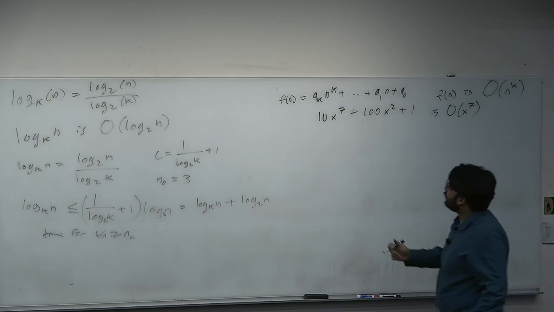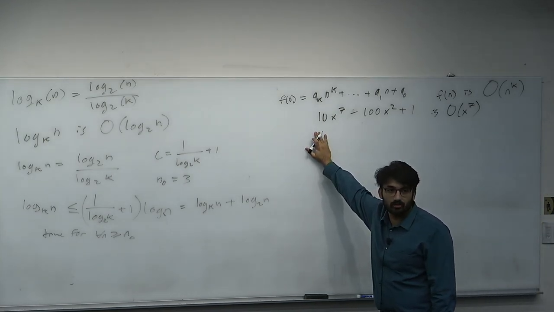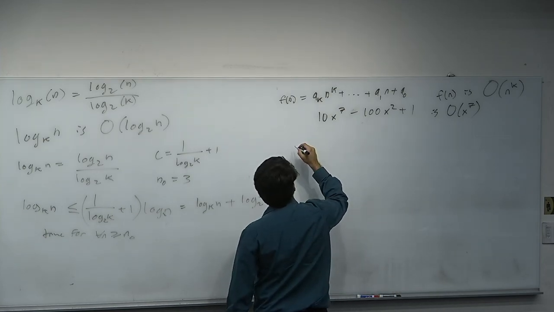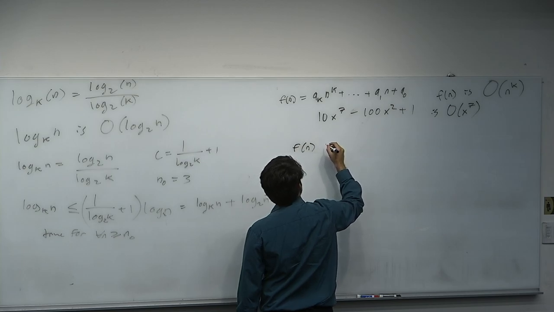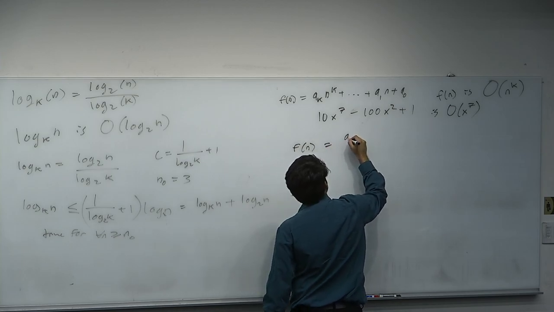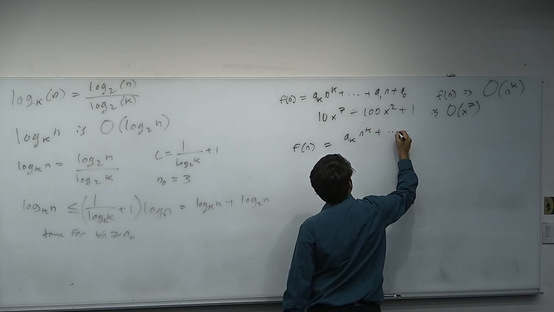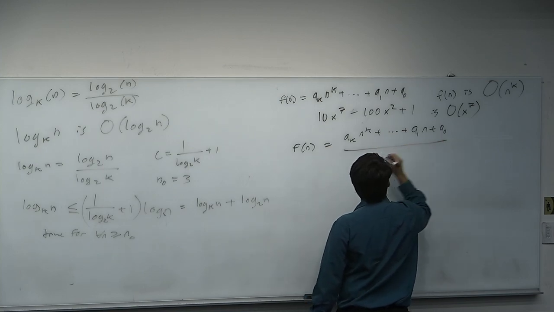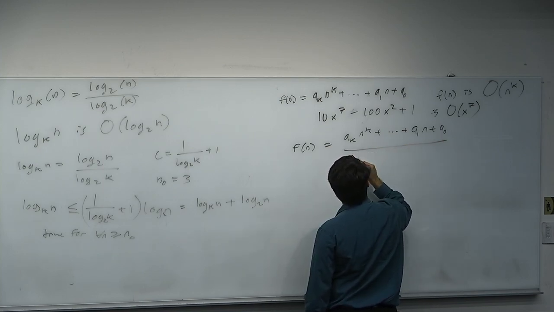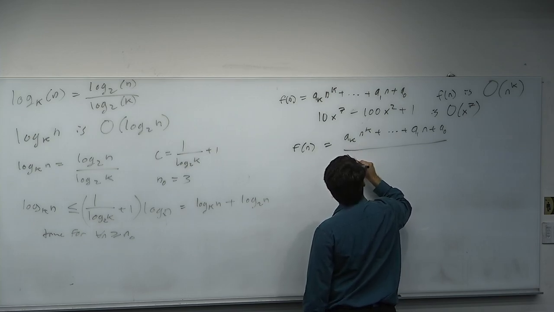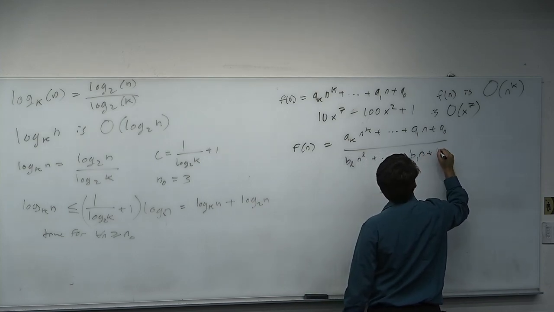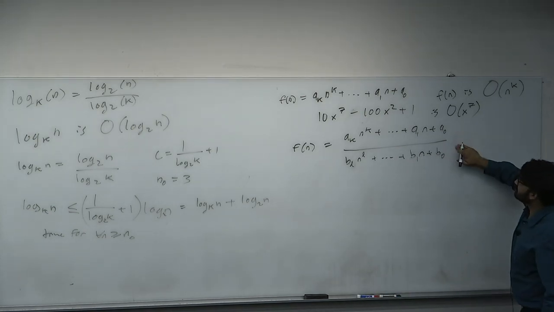What about, so this is something you may assume without proof. You can prove it, I think, in 5 seconds, but it's useful. What about f of n being a ratio of polynomials? Suppose we have a_k n^k plus ... plus a_1 n plus a_0, over b_l n^l plus ... plus b_1 n plus b_0, something like this. What do we think this is big O of?